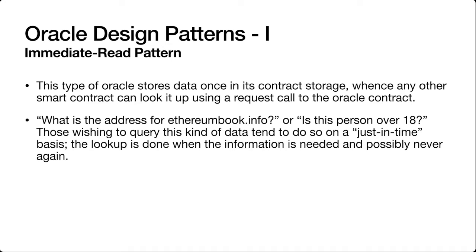The simplest oracle design pattern is the immediate-read pattern. This type of oracle stores data once in its contract storage, whence any other smart contract can look it up using a request call to the oracle contract. What is the address of ethereumbook.info? Or is this person over 18? Those wishing to query this kind of question tend to do so on a just-in-time basis. The lookup is done when the information is needed and possibly never again.